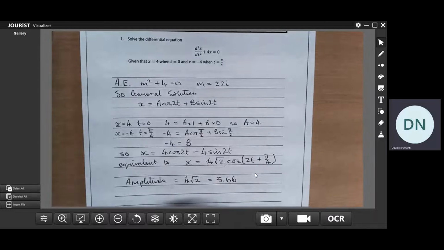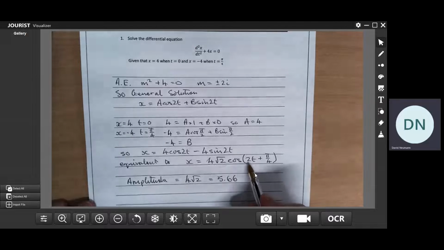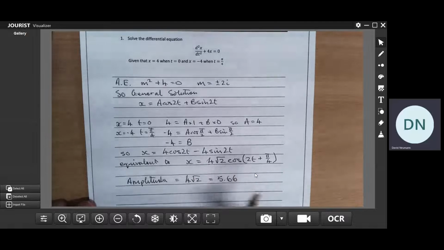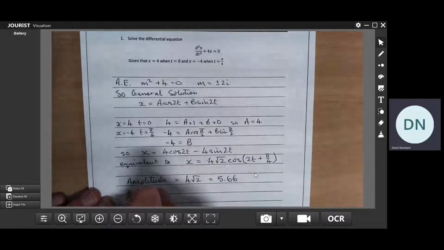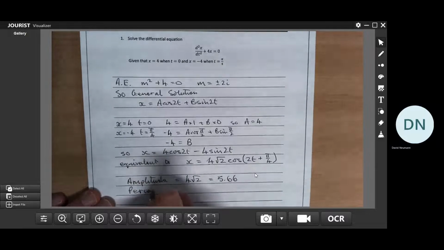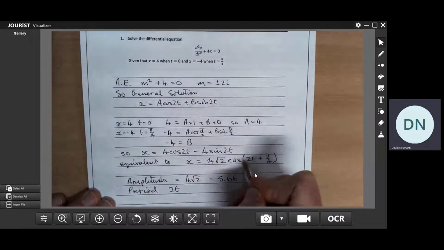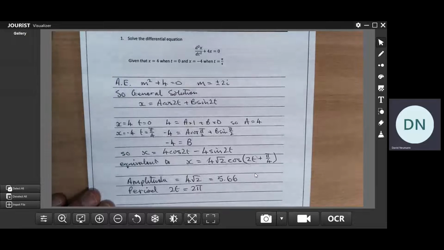And then we also talk about the period of motion, and that is basically the time it takes for this particle to go through one whole cycle. So if it starts in the center, it goes out to its furthest point this way, out to its furthest point this way, and then back to the center. The way we find that is we say the period: well, 2t, because that's what's changing here, has got to be equal to 2 pi radians.